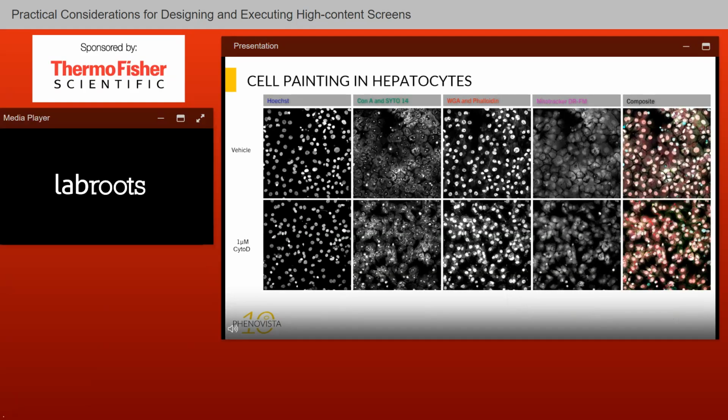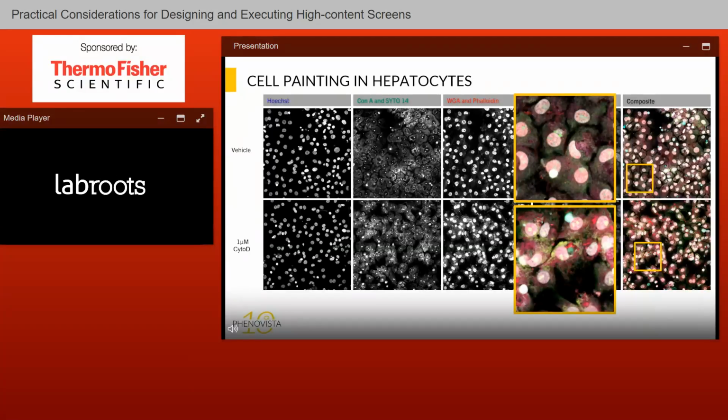Couple of examples here. This is actually using human iPS-derived hepatocytes from Fujifilm, and just zooming in here, you can see the change top to bottom between the vehicle control and the cytochalasin D treated in the bottom. So you can see that there's a whole bunch of things that have changed in the appearance of the cells, and this can all be quantified.